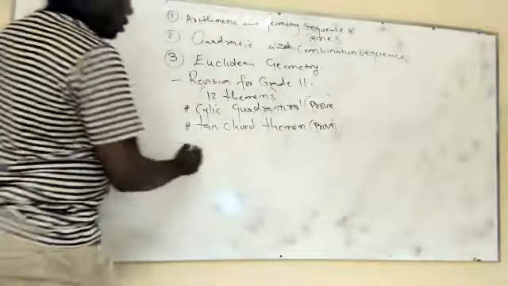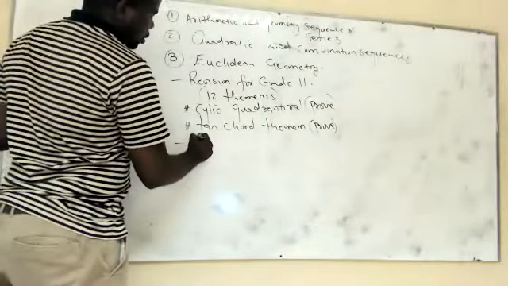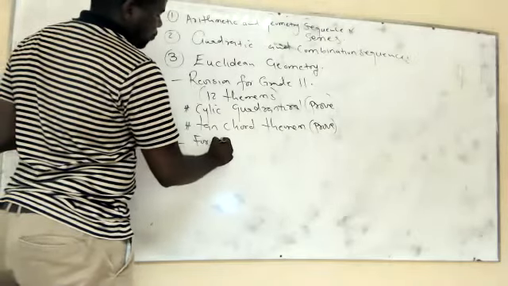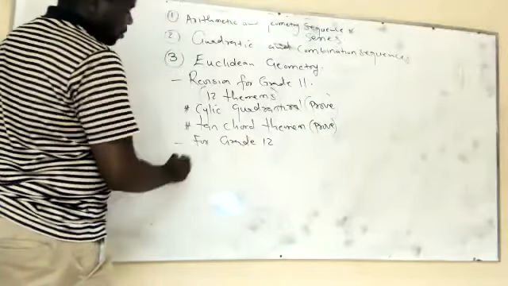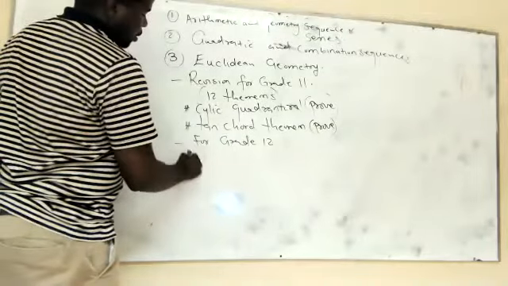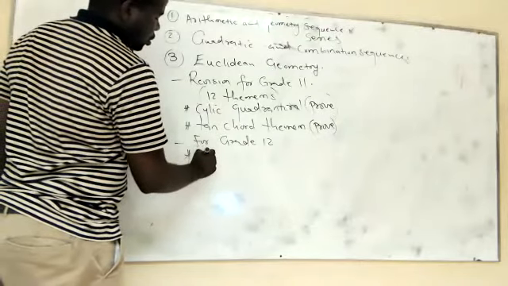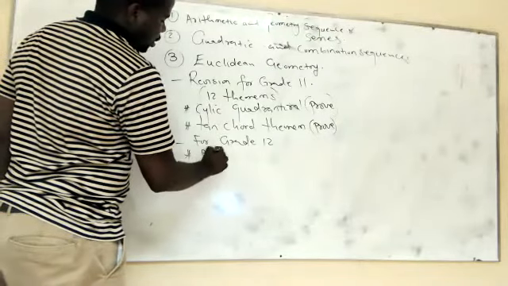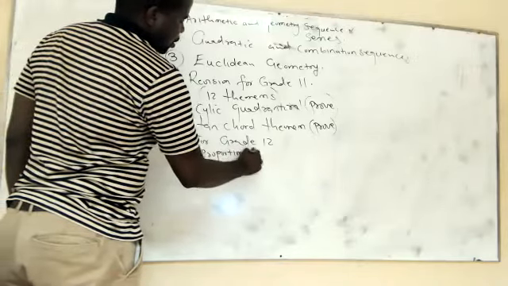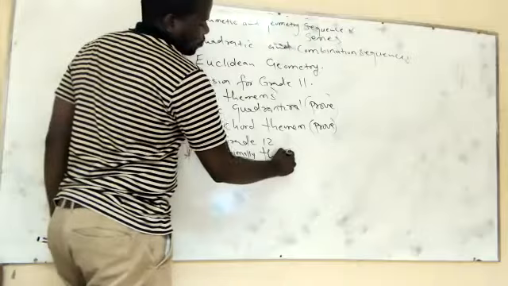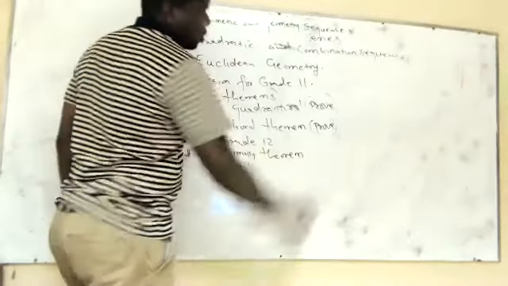And then now we also started with Euclidean geometry for grade 12, of which I've done the first part, which is called proportionality. So it's the proportionality theorem. Very, very important theorem. You must know that theorem because we're going to use it very often.